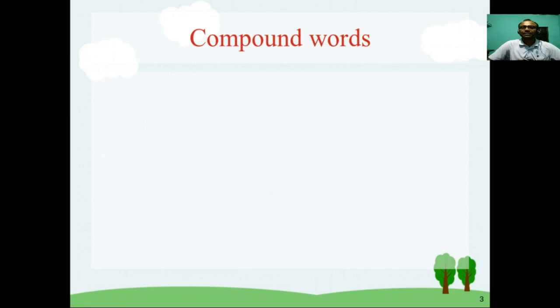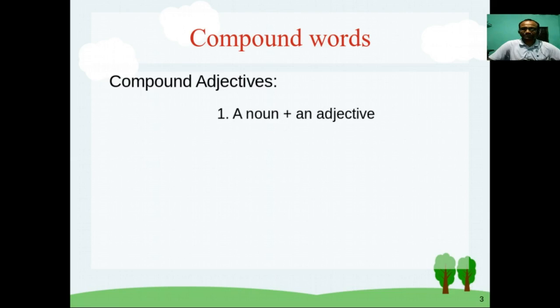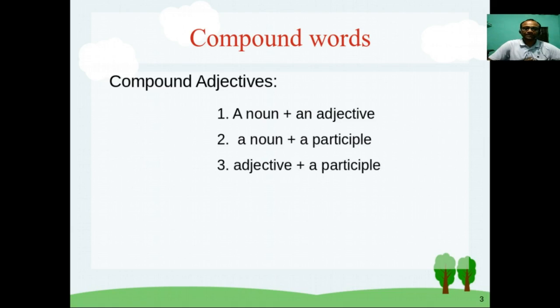By compound adjectives, we mean adjectives formed by joining two words. So by the phrase compound adjectives we mean these three varieties: a noun plus an adjective, a noun plus a participle, and an adjective plus a participle.